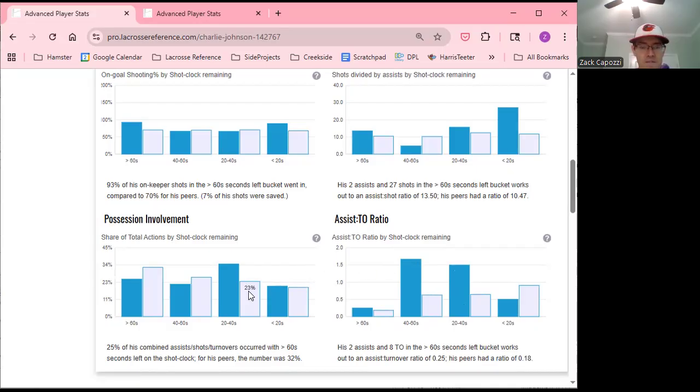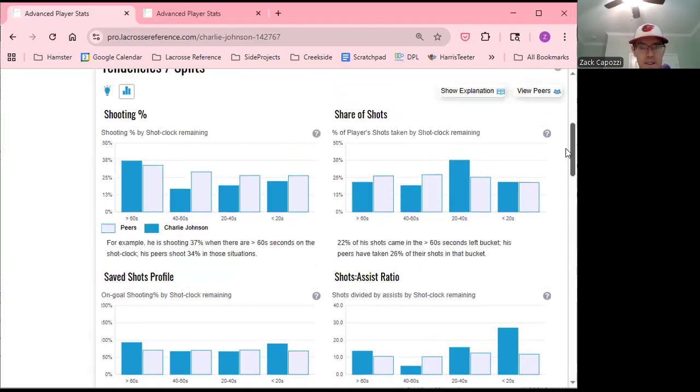And then the possession involvement, the story that we're looking at here is, are there guys that shrink out of view towards the end of the shot clock, or are they pretty consistent when they're making their mark? Basically the idea is to look at total shots, turnovers, and assists, and say, okay, of that total, when are they showing up? For him, he was most active in that 20 to 40 seconds left bucket. Less so everywhere else. Whereas the peer group, there was a pretty clear trend: most players who filled that same niche in the offense were most active early and then petered out toward the end. So he was a little bit unique in that situation.